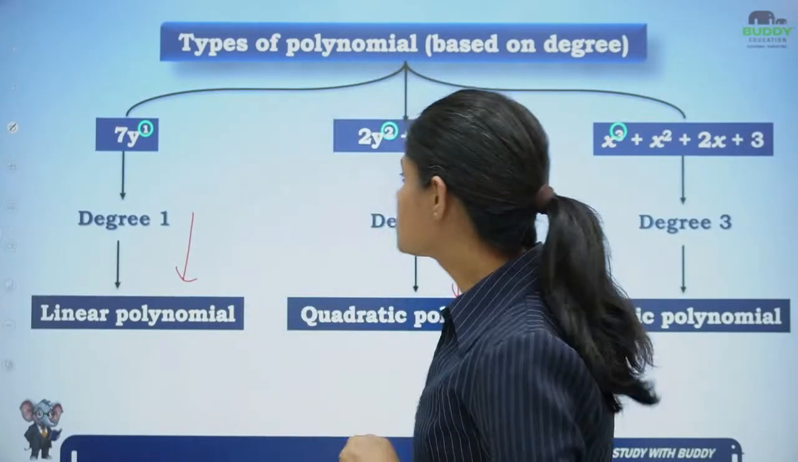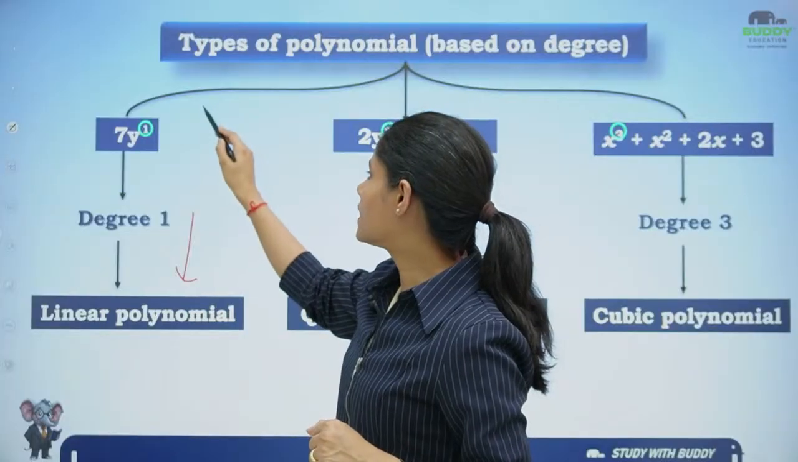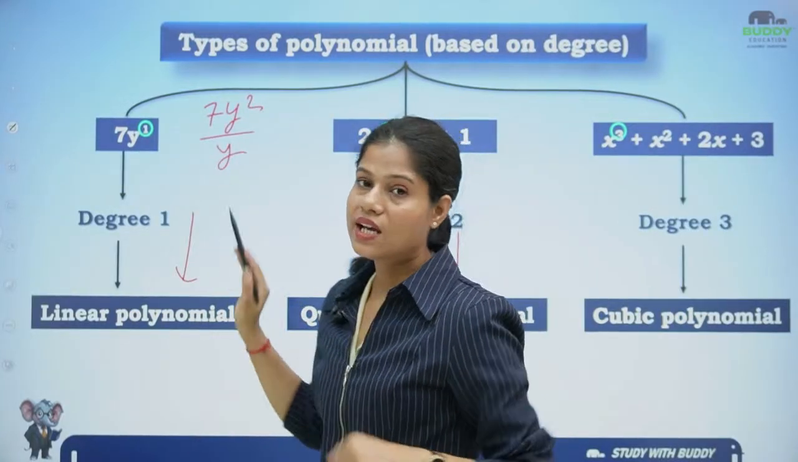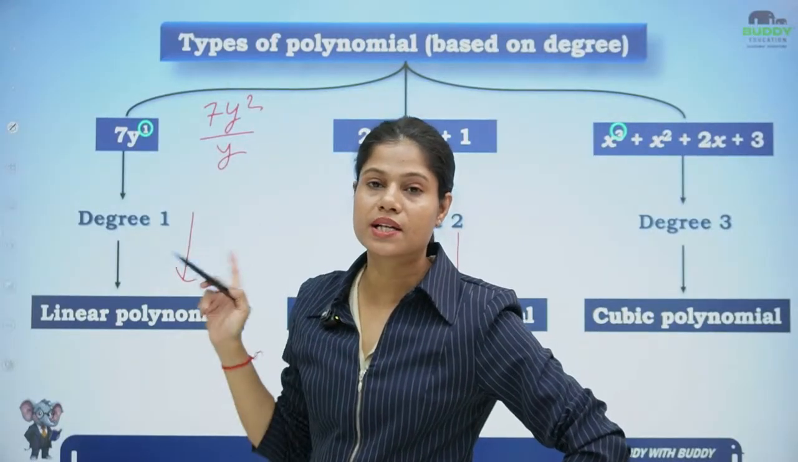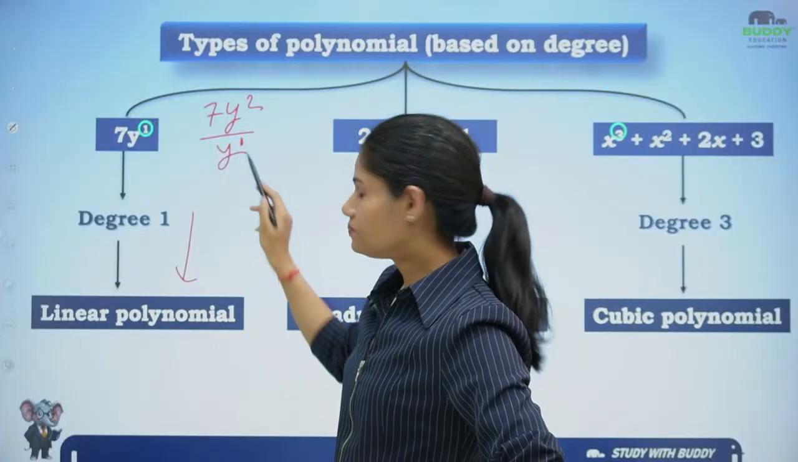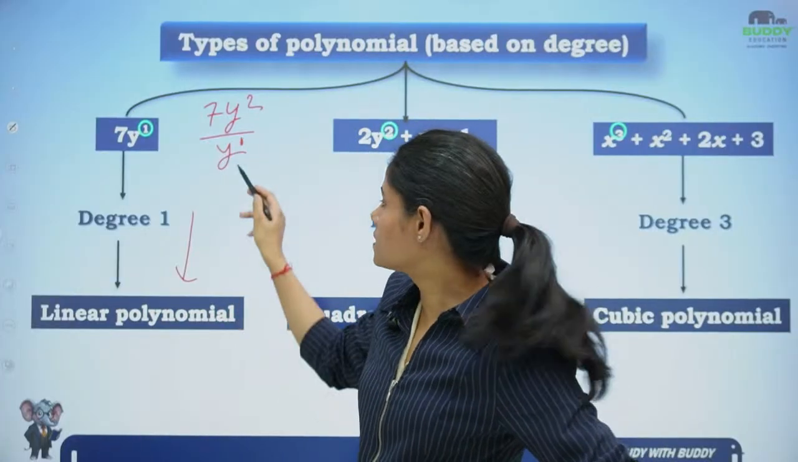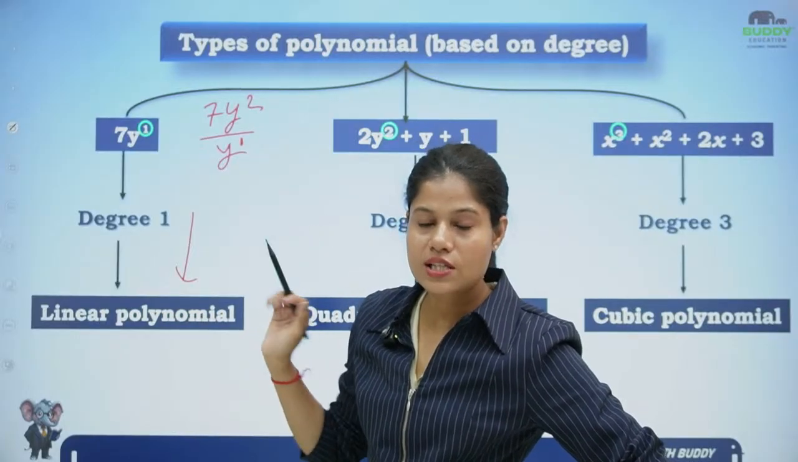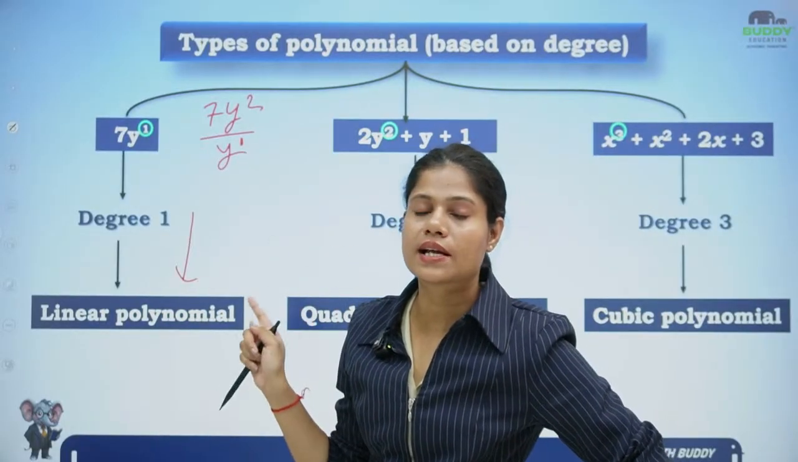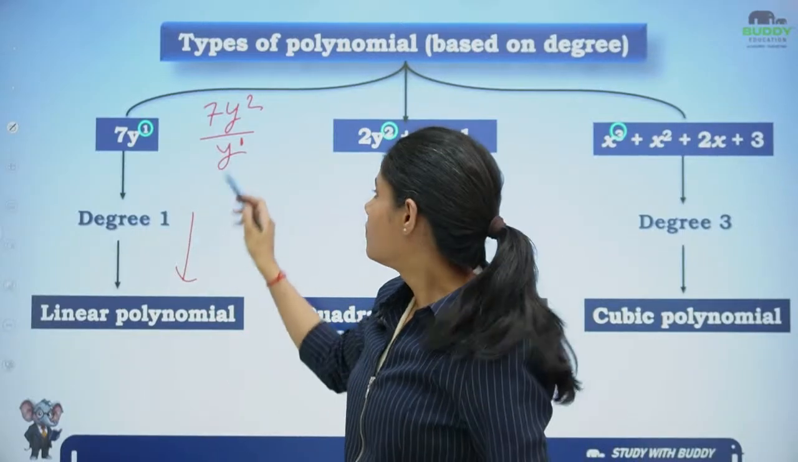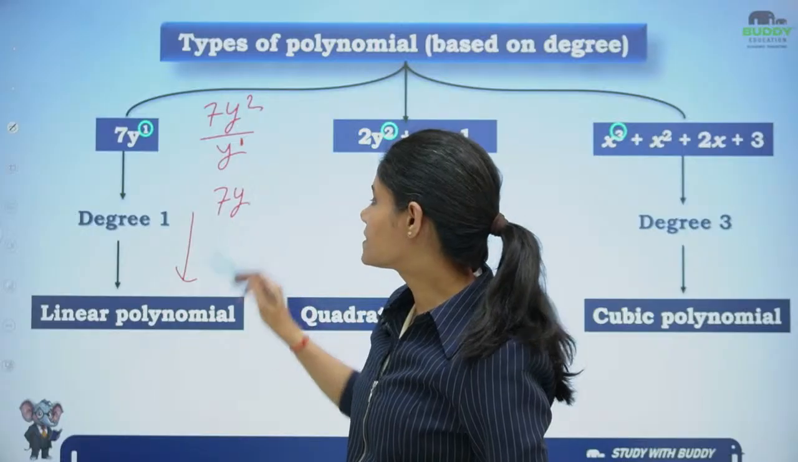Why? Because just suppose I have something like 7y square divided by y, right? In this case you may say, ma'am, it is not a polynomial. Why? Because you will say, ma'am, here the power is negative. So the first mistake can be saying this is not a polynomial, but you have to simplify, right? When you simplify, you will get 7y.